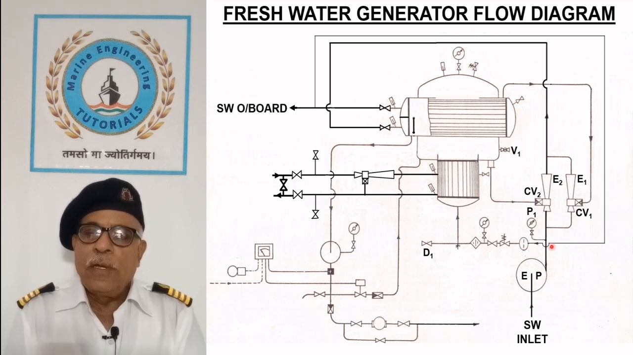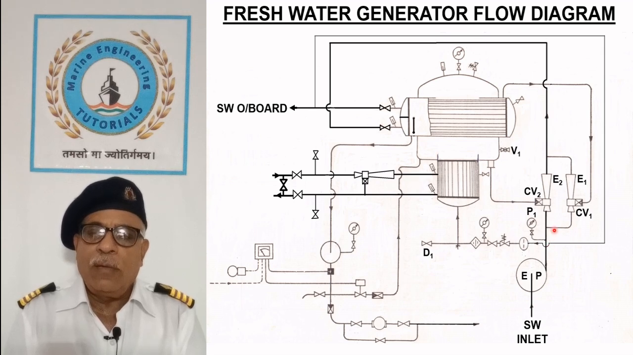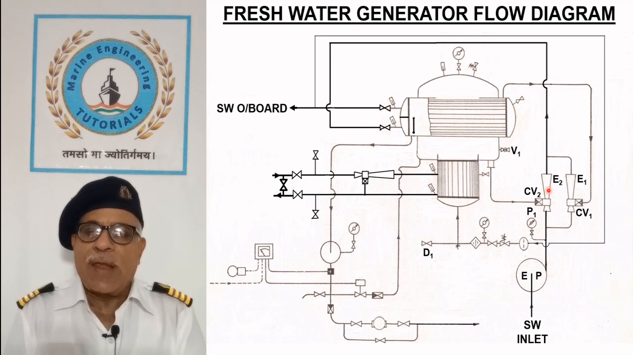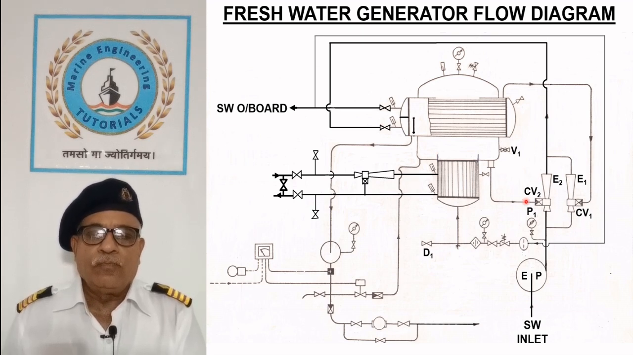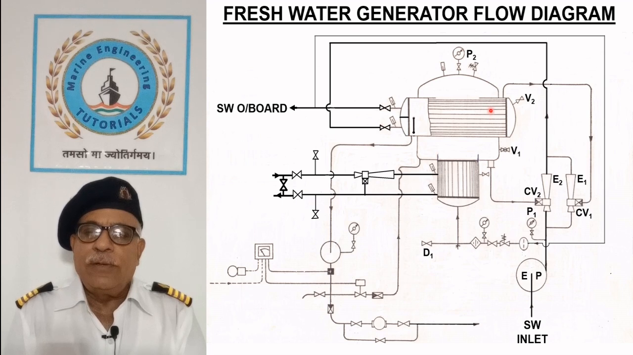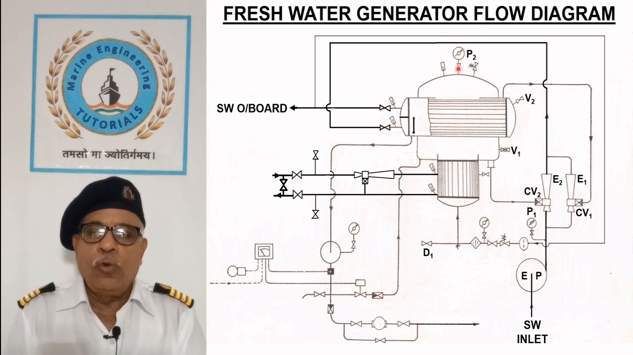Seawater passes through the air ejector E1 and the brine ejector E2 and starts drawing air and brine through their respective check valves CV1 and CV2. Vacuum created in the shell is monitored by the pressure gauge P2 and air trapped in the condenser water box is released from the vent valve V2.